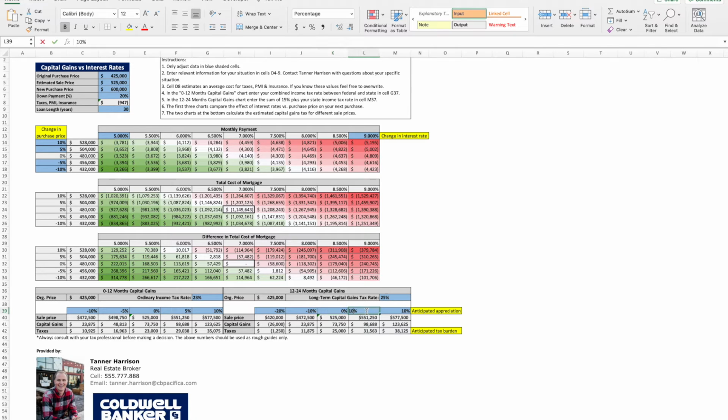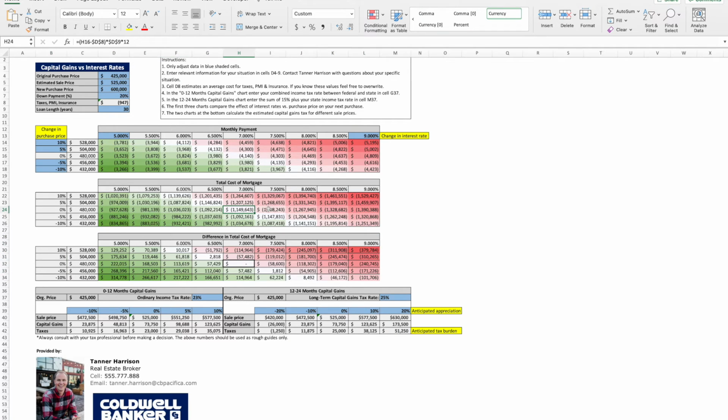Now that we've covered all the user entry cells, let's discuss how to interpret the sheet and what it's telling us. The monthly payment chart here shows the impact that interest rates have compared to the purchase price. As realtors, we know that a small change in interest rates can have a larger than expected effect on the affordability of a home. Those monthly payments are then multiplied out into the total cost of the mortgage after the loan is fully paid off. Lastly, the sheet will calculate the difference in the total cost based off the center reference cell.